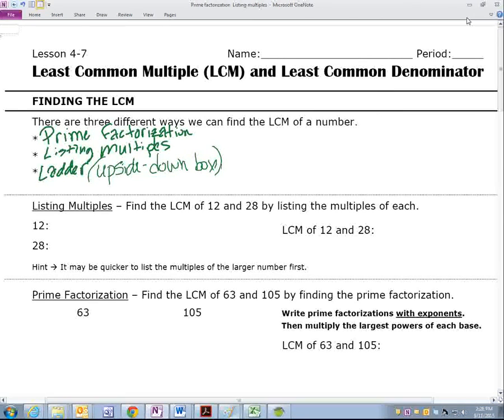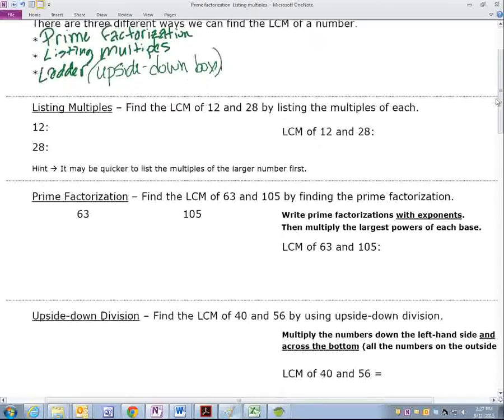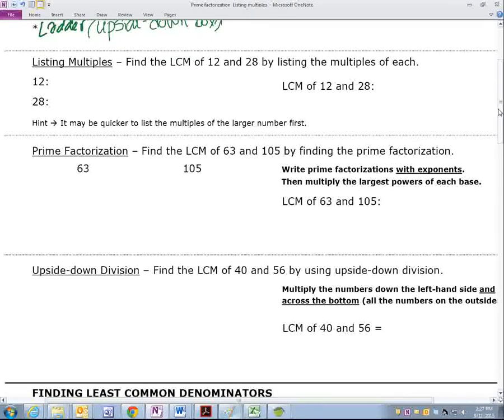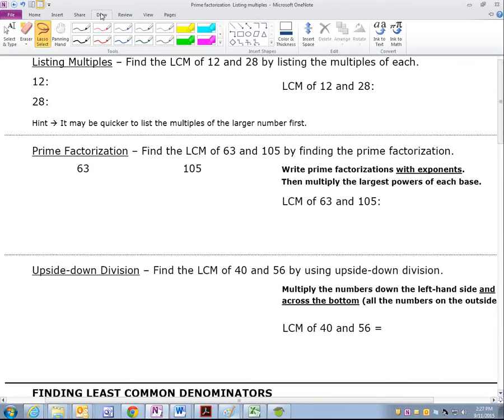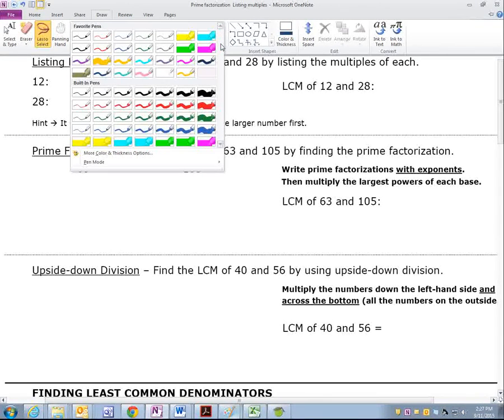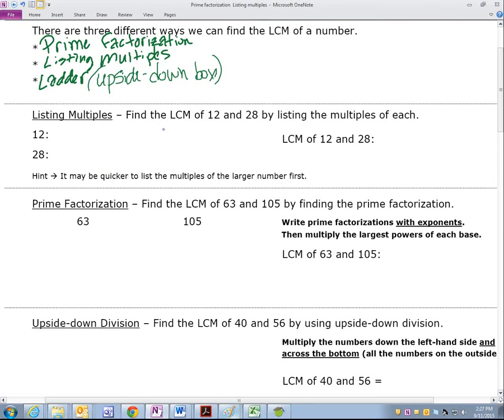So, listing multiples. Listing multiples is one of the ones that I do like, but also I'm comfortable with my multiplication facts. So here's a hint right here. It's going to be easier for yourself if you just do the larger numbers first, because you might be able to see which one is going to be a multiple.